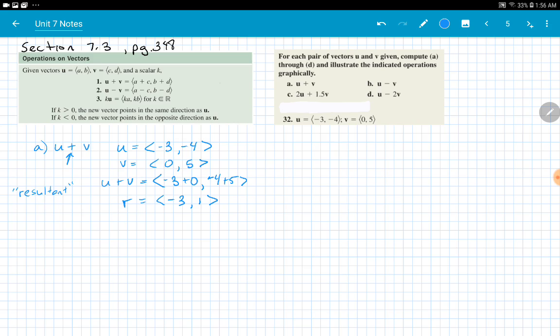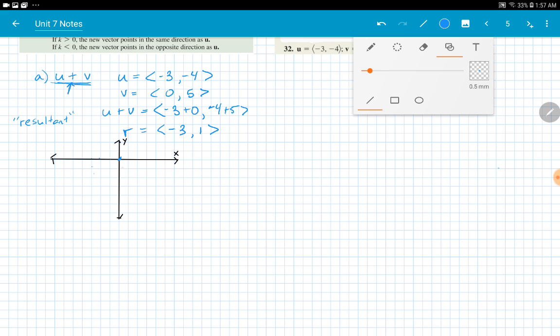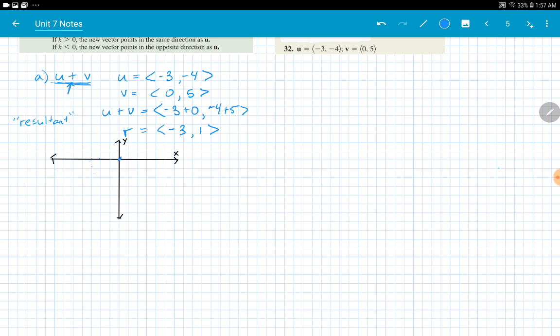And graphically, what that looks like is we start, so we're doing u plus v. So we start with u, so draw in u as a position vector. That starts at the origin, and then you go to -3, -4. My tablet does not like this corner. There we go. So that is u.